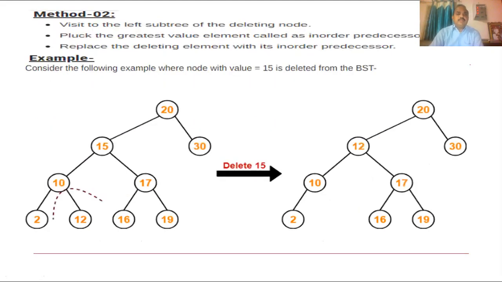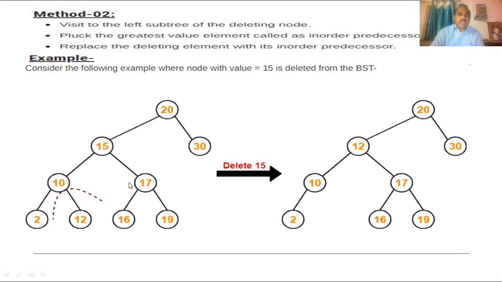The second method: simply remove the value 15. Then 12 is the parent node. Yes, 12 is the parent node. Then 15 is removed. Then here 2, 10, 12, 7, 16, 17, 19, 20, 30. That's enough. Then this is the second method.